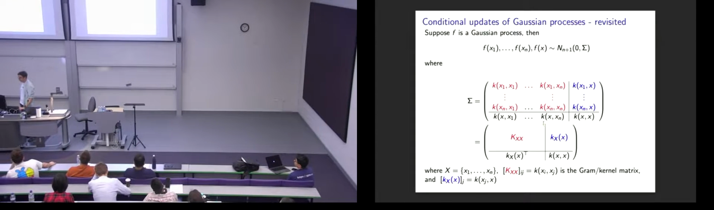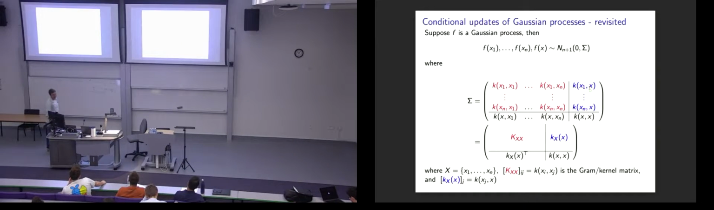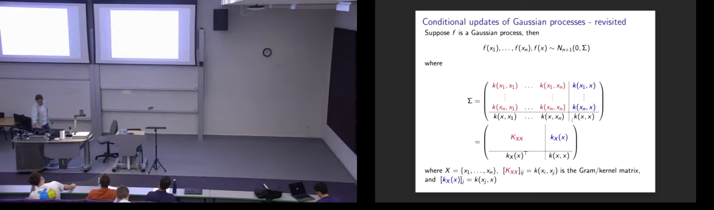And I've split it into parts. So the red part here is all the covariances between f(x1) up to f(xn), the bit I'm going to assume we're going to see. The blue bit is the covariances between x1 and x, where x here stands for any other value. And then at the bottom corner, we've got the covariance between x and x.